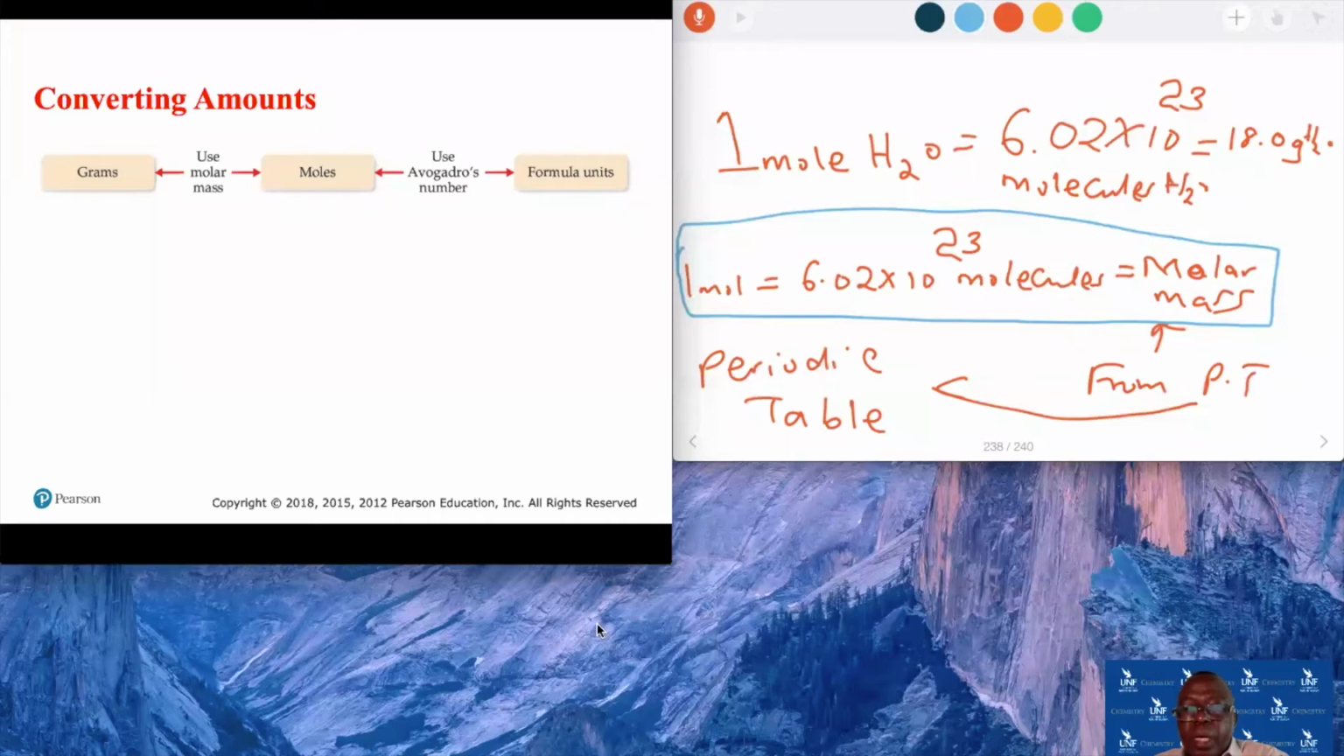This is an equivalent statement right here where you need to derive the conversion factor to change from grams to what? To moles. Use the molar mass, and you can find this from the periodic table. Or if you are given the moles and you want to change to formula units, and when we say formula units here, this refers to an ionic compound, we use Avogadro number.